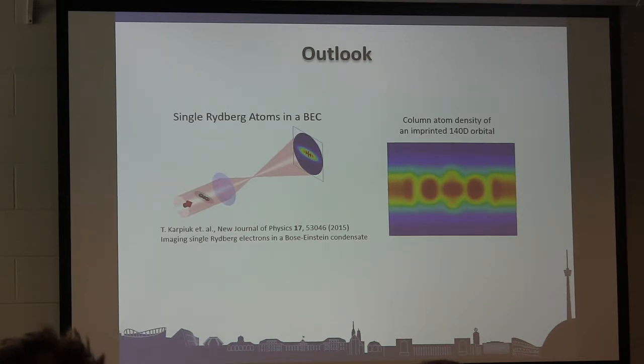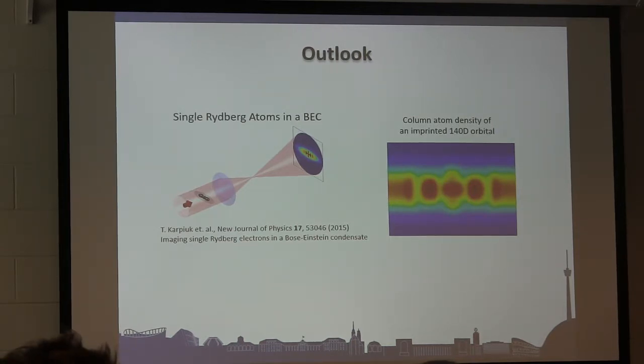We have done simulations, and our colleagues have also done some calculations, and it should be on a scale where you can really image this modulation of the BEC due to the Rydberg imprint with our in situ imaging. So we are working on our in situ imaging and alignment and so on, and we hope to see this.